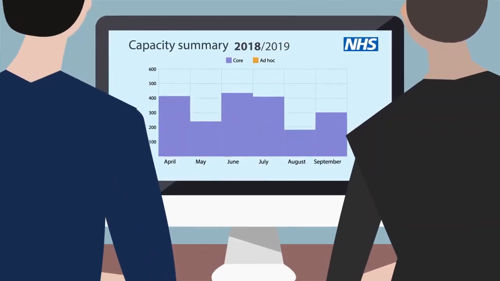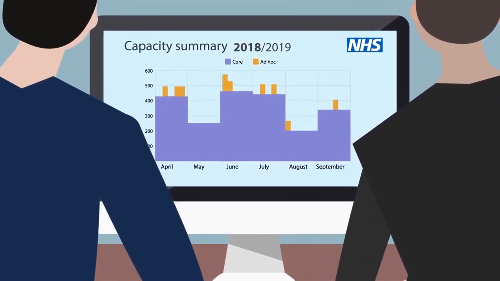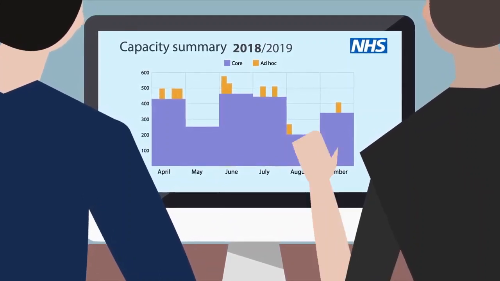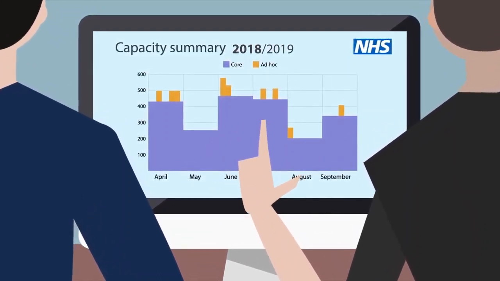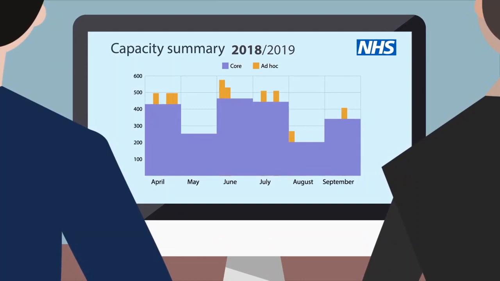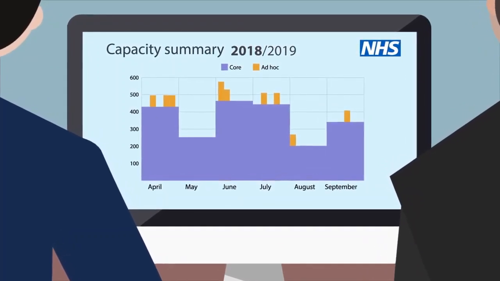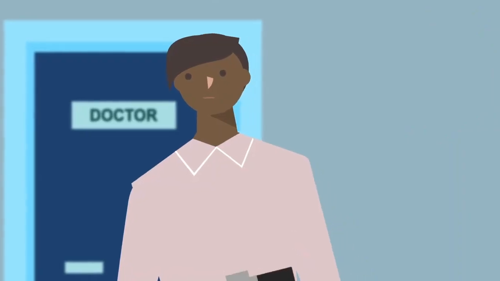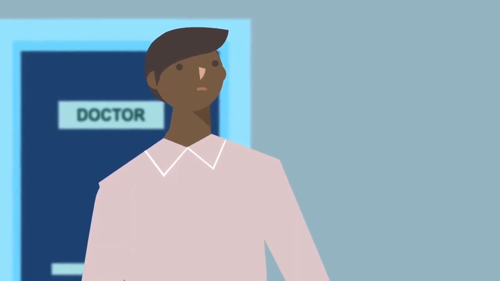This is demand and capacity planning, and it's more than just a data exercise. Demand and capacity models help us visualise a service's performance and the likelihood that it will meet patient demand, meaning Colin won't have to wait for treatment any longer than necessary.